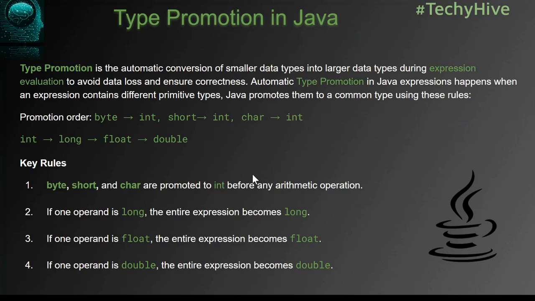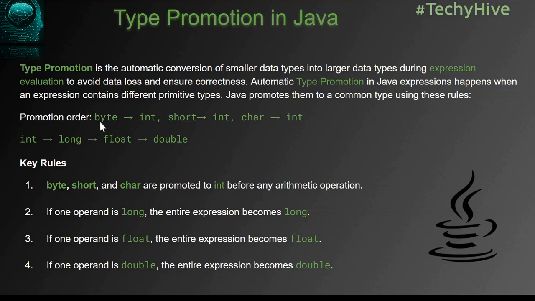Type promotion is automatic conversion of smaller data types into larger data types during expression evaluation to avoid data loss and ensure correctness. So automatic type promotion in Java expressions happens when an expression contains different primitive types. Java promotes them to a common type. And here are the rules for how Java promotes a smaller type to a larger type.